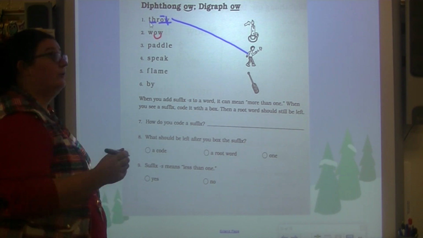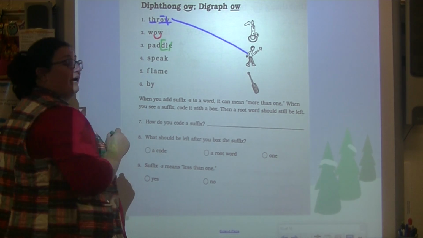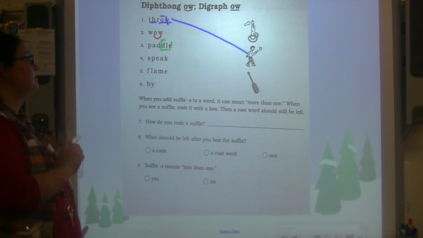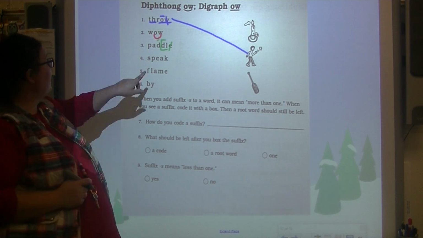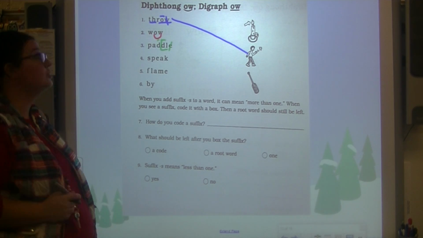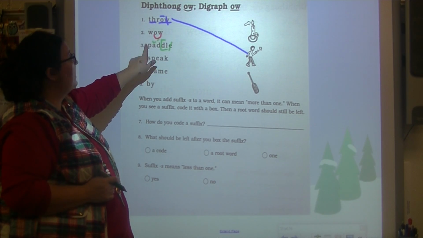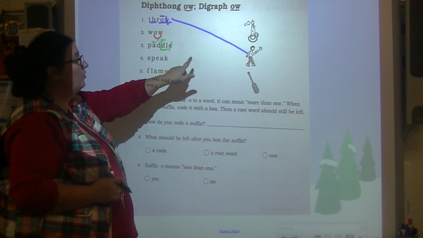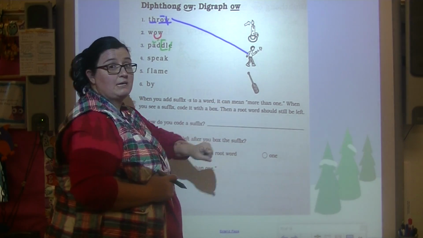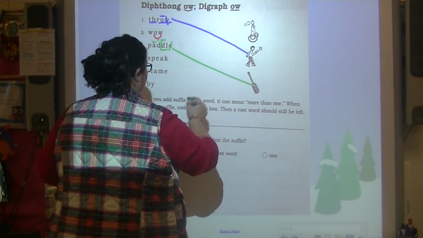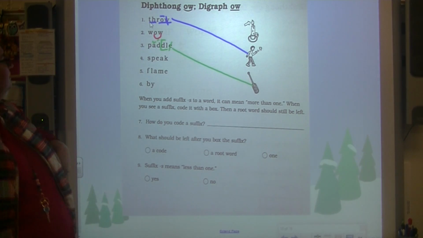Final stable syllable, DLE. Our accent is on the first syllable. And then we have a vowel followed by a consonant, so it is short. Let's sound it out. Add, dull, paddle. This is a boat paddle. The next one.